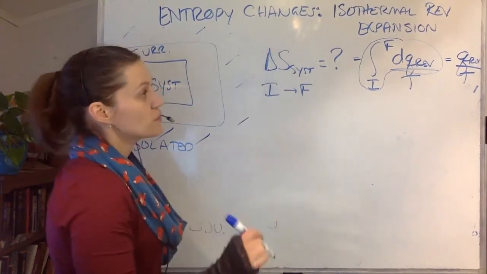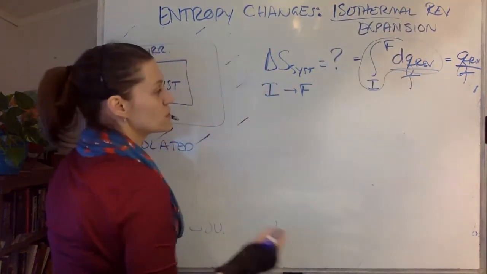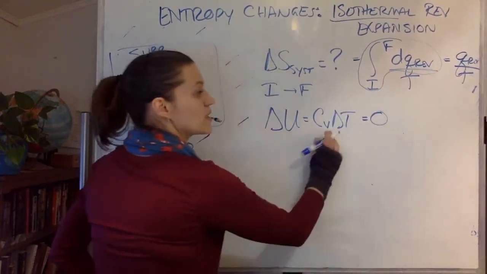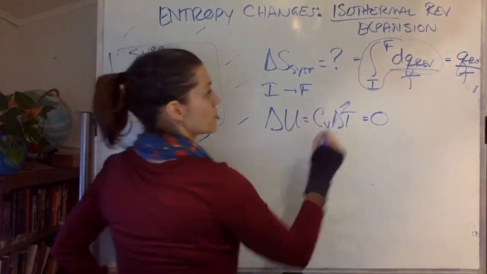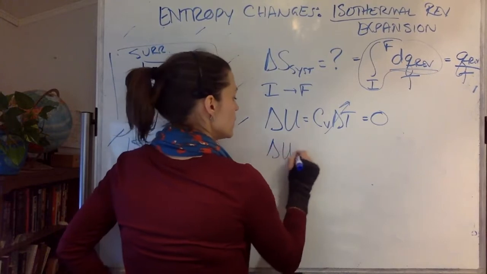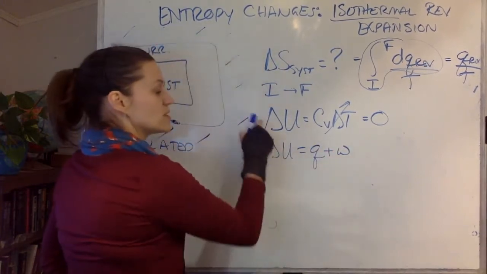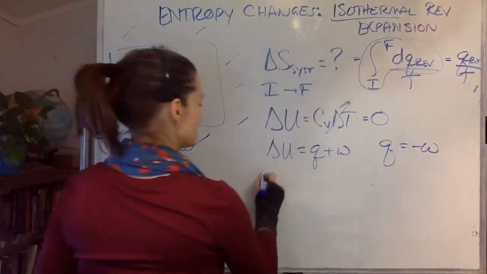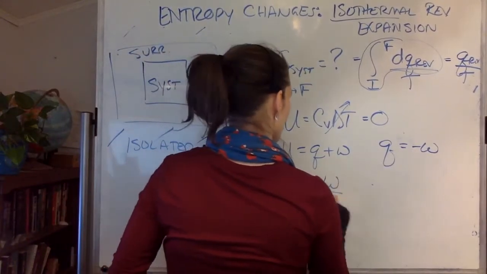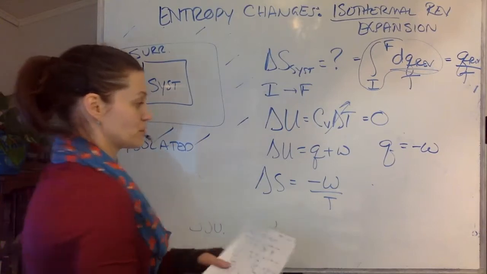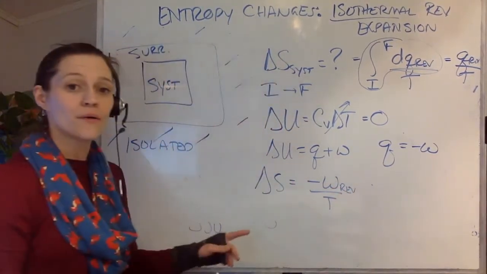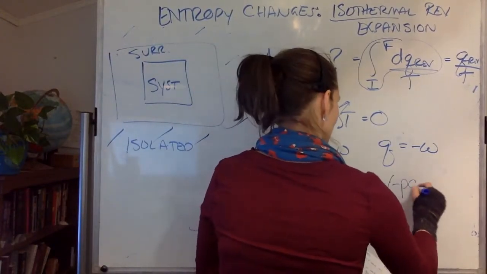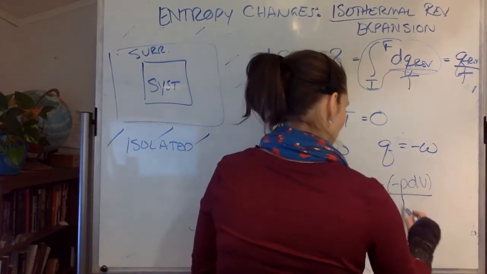Okay, I also know that this is an isothermal reversible expansion. Isothermal, so delta U, which is equal to CV delta T, is going to be 0 because delta T is equal to 0, which means by first law, delta U is equal to Q plus W, but because delta U is equal to 0, Q is equal to minus W, which then means that my delta S is equal to minus W per T. And I know that work reversible is equal to minus PdV here, divided by temperature.